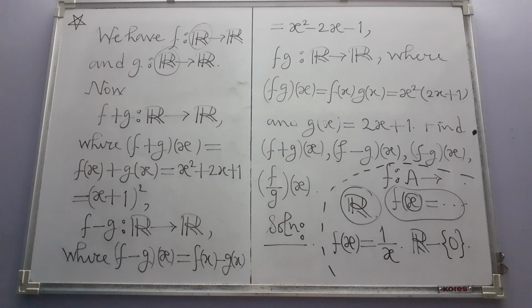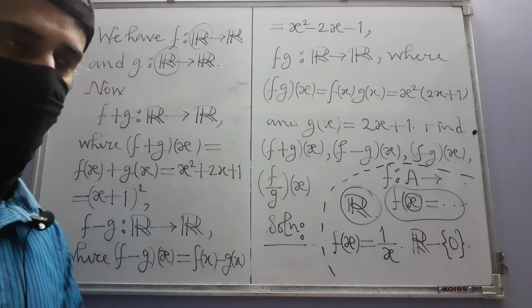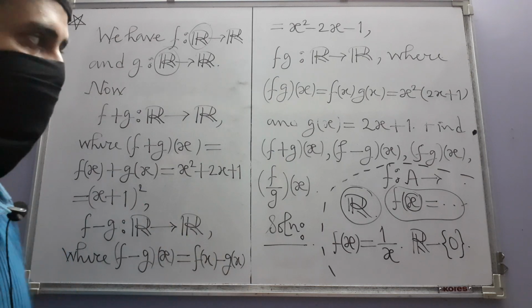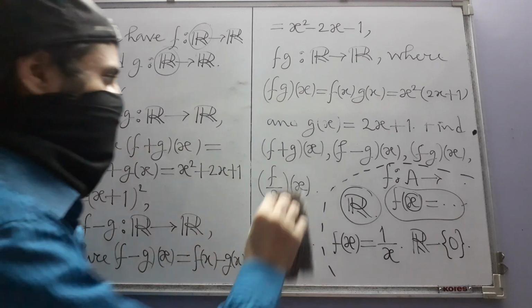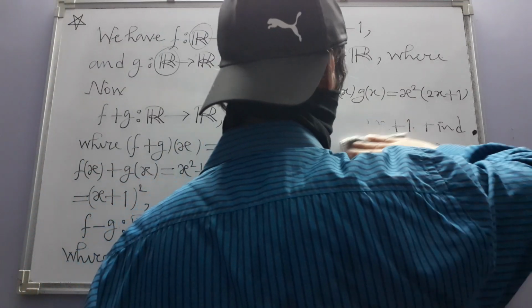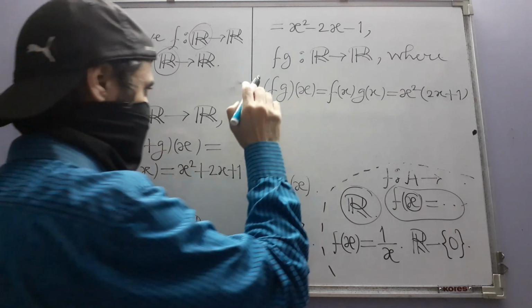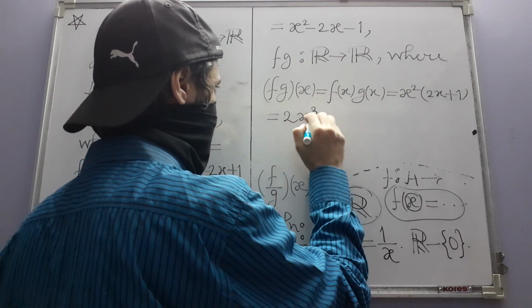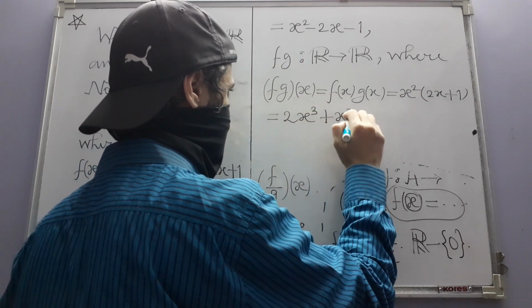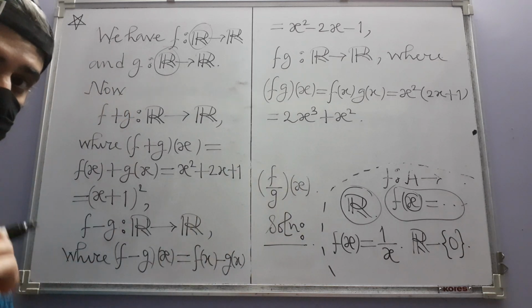There is in fact no need to simplify these things, but it's expected, I don't know why, in the examination that you do simplify these things. For example, that's why we wrote x plus 1 whole square here. So if you multiply the terms out, you will get 2x cube plus x square. But we have to calculate this also, and there is a problem.